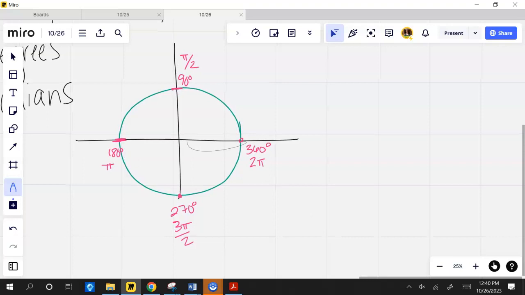Y'all remember unit analysis? Y'all never did that?